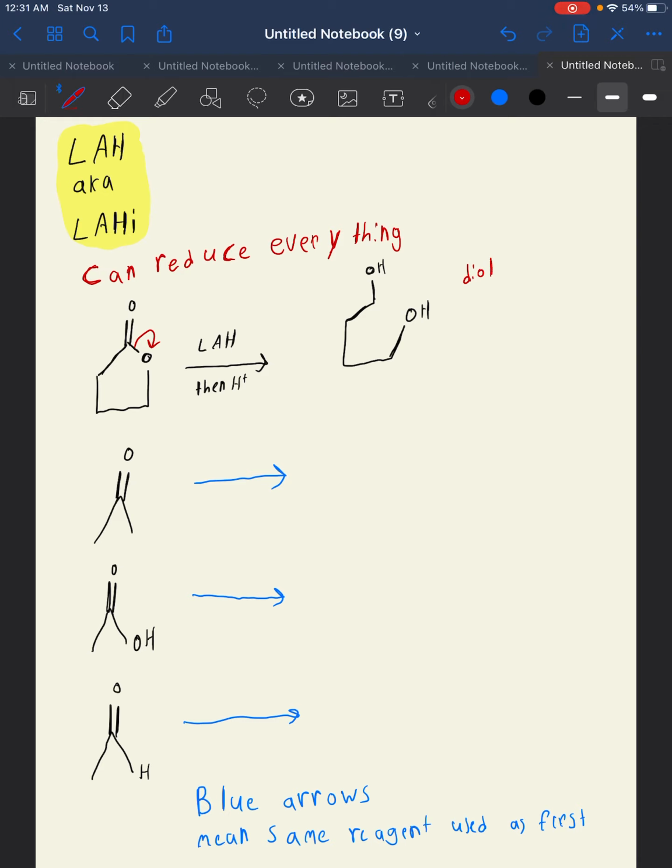Now it can also reduce our ketone back into this once again. And once again, the blue arrows are actually just the same reagent. I just didn't want to have to rewrite LAH all the time. It can reduce our carboxylic acids into something that looks like this, and it can reduce our aldehydes into something that looks like this. And that is what LAH does.